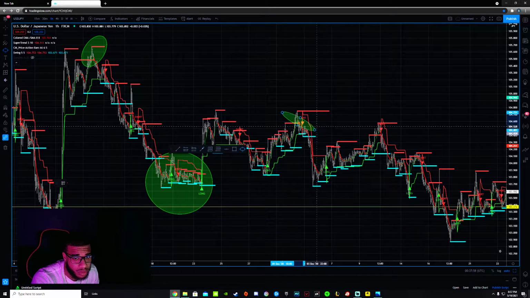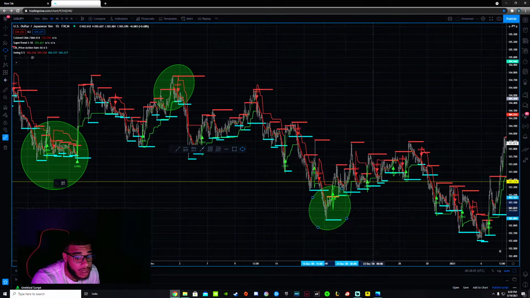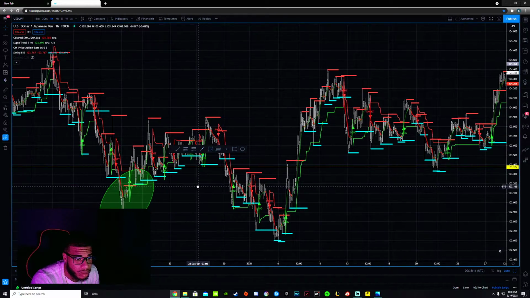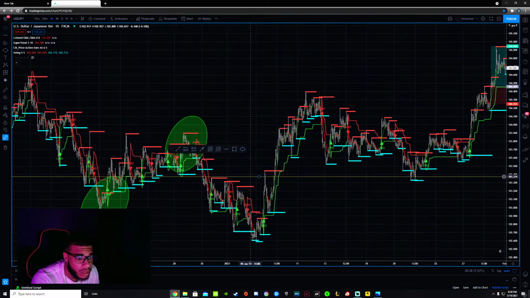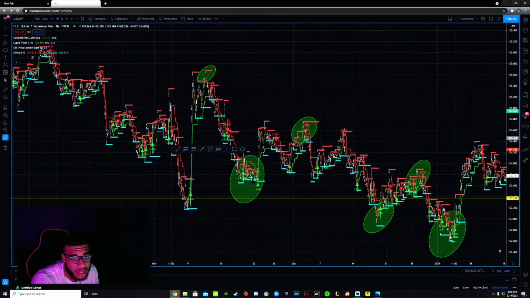We'll just mark the middle one. Then it comes down and forms a lower low. So this low is lower than the last low. Then it forms a lower high when it comes up again. And an even lower low than the last low. So that's a basic downtrend.